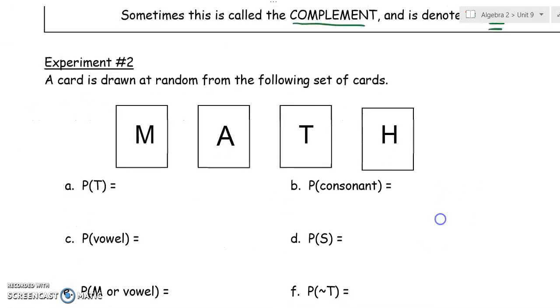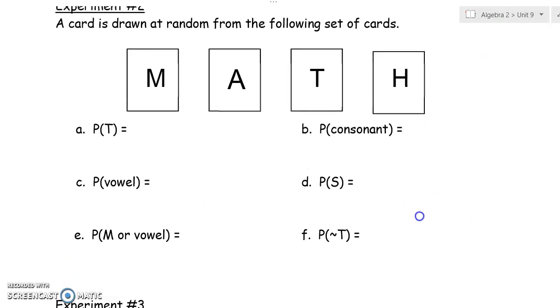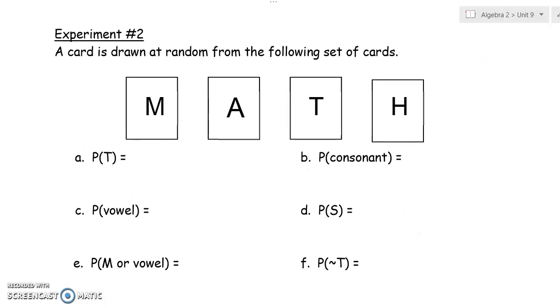So let's use some of these things. Now, we're going to run an experiment, experiment 2. Basically, there are 4 cards, and each card has a letter on it: M-A-T-H. What we want to do is answer the probability of any of these happening, okay? The first one says, what's the probability of pulling a T? So there's 1 T out of the 4, so that would be 1 out of 4.